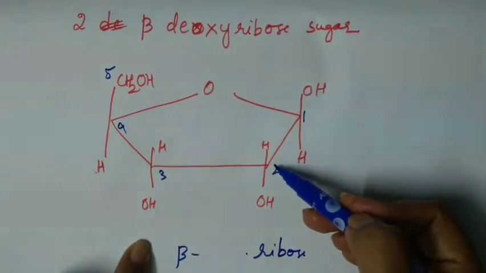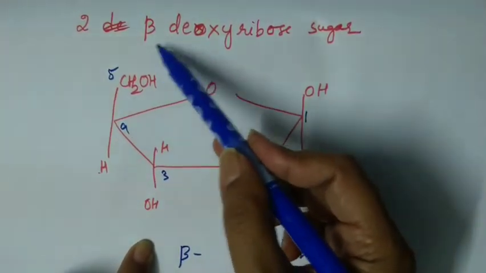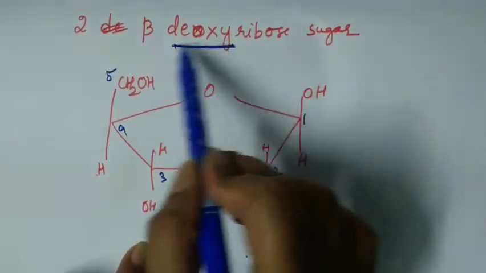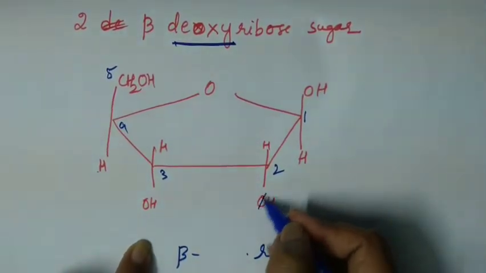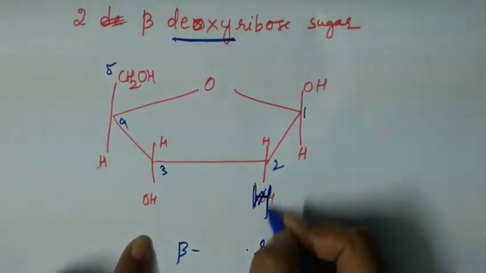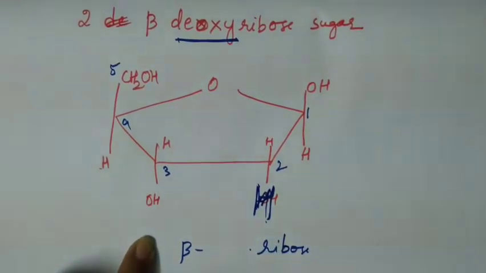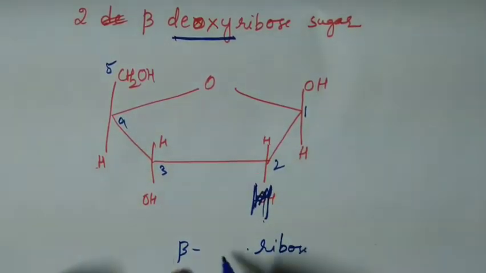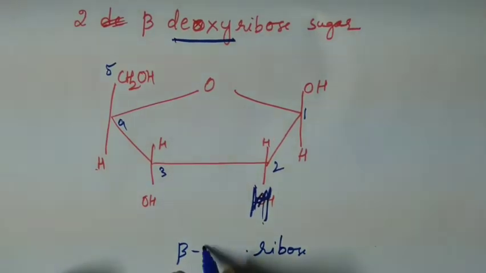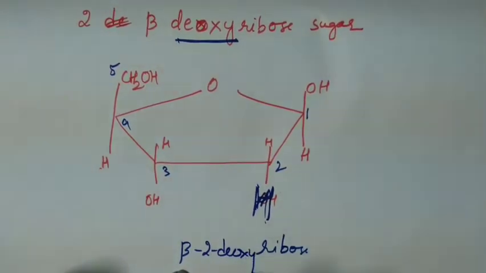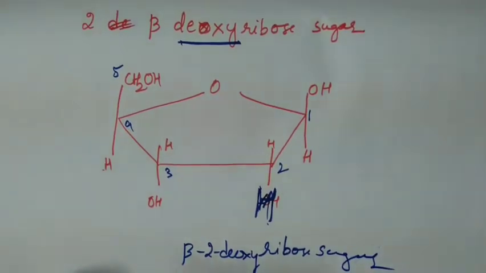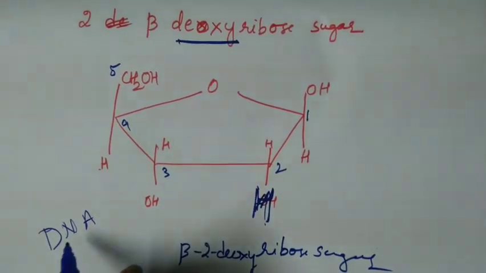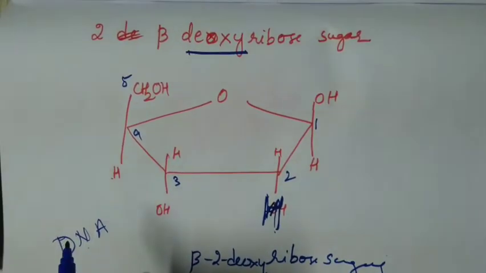Now on carbon number 2, they have written it is beta deoxy. So on carbon number 2, you are going to remove oxygen. Deoxy. D means remove. So oxygen is removed here. So what is present? Only hydrogen. So what is the structure of beta deoxyribose? On carbon number 2, you have hydrogen on either side. So the name of the molecule will be beta 2-deoxyribose sugar. And where is it present? It is present in DNA. So, deoxyribose nucleic acid. Hope you have understood.